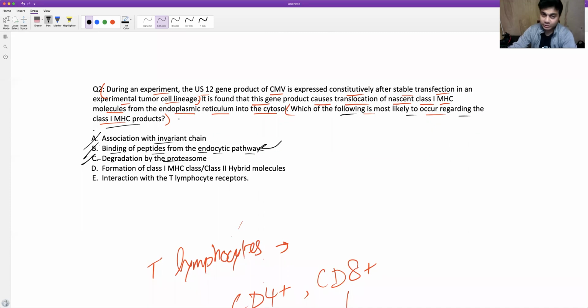Whatever the last two options, just read it because you already found the answer. You are the king of the world. What happens to the next two? Formation of class 1 MHC and class 2 hybrid molecules. Oh no, we don't know that.